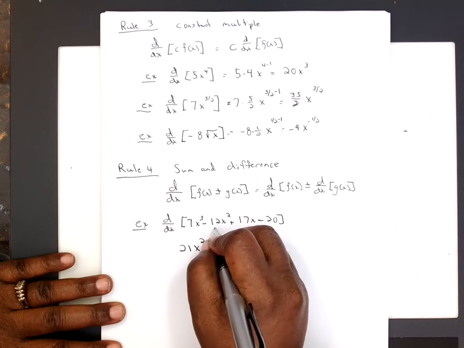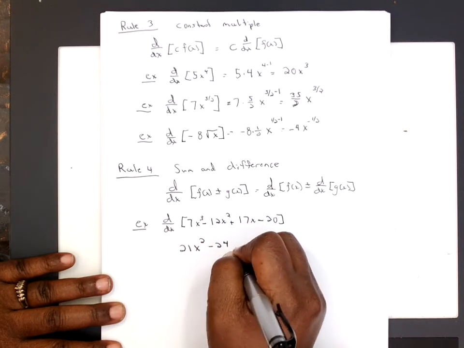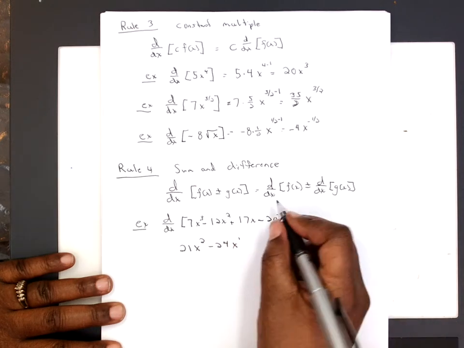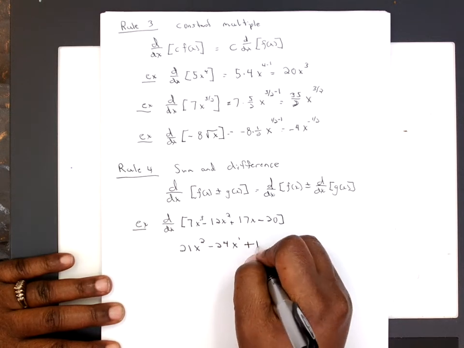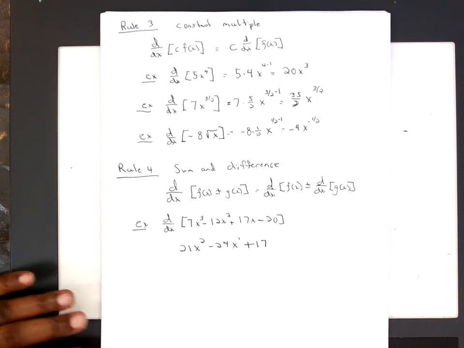Then the next one, negative 12x squared, that would give me negative 24 when you multiply the 2. And then 2 minus 1 is just x to the first power. Derivative of 17x is just 17. And derivative of negative 20, again, it's a constant, so that's going to give me a 0.